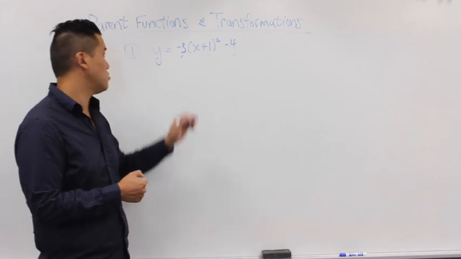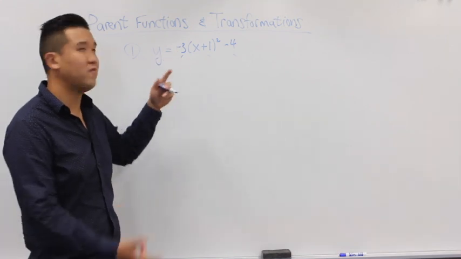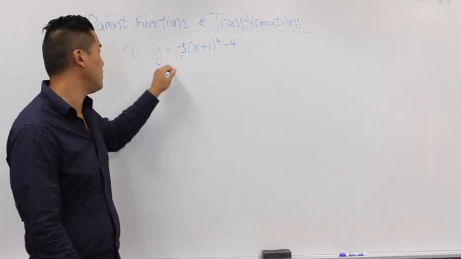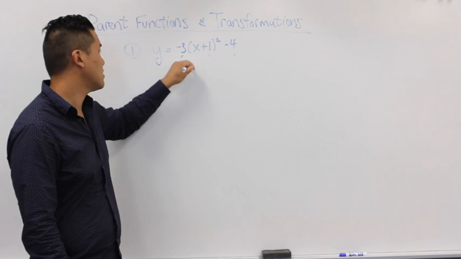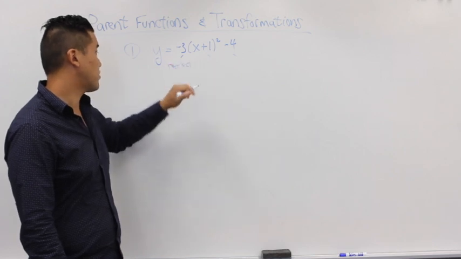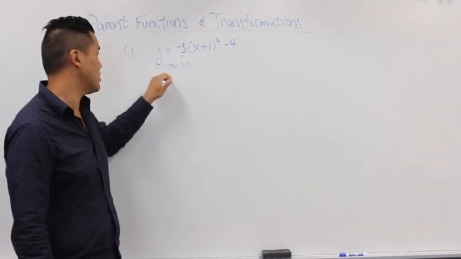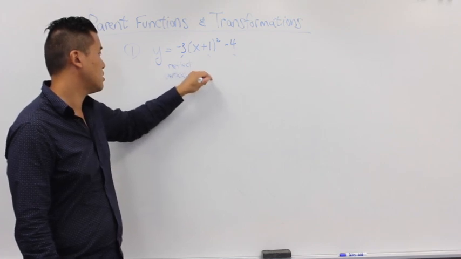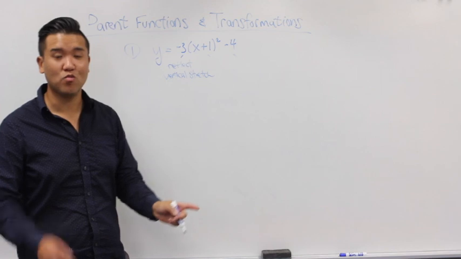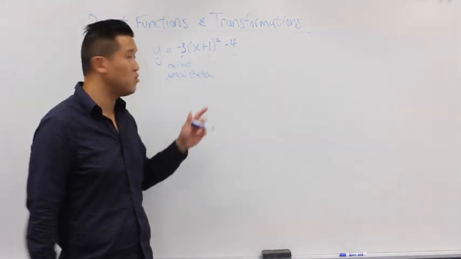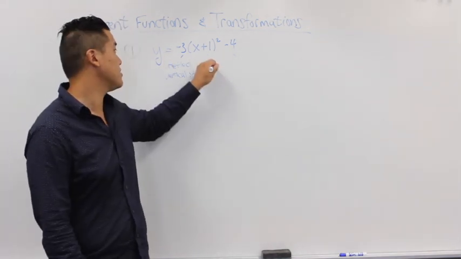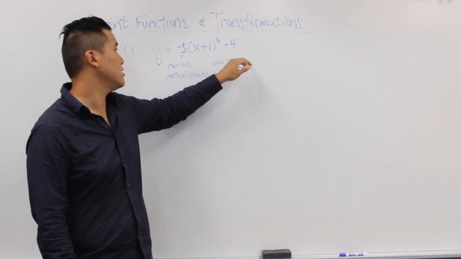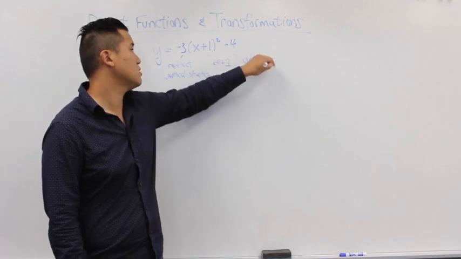All right, so what does this 3 do? Negative and the 3, there's 2 parts. The negative is going to reflect. The 3 is going to vertically stretch it. Vertical stretch. This plus 1, this is where a lot of kids get confused. They think it's right 1, but it's opposite, so left 1. And this minus 4 is down 4.